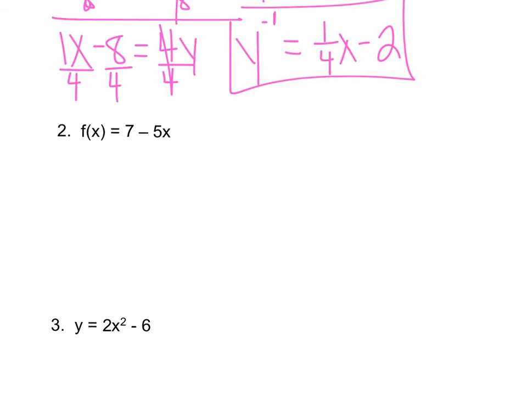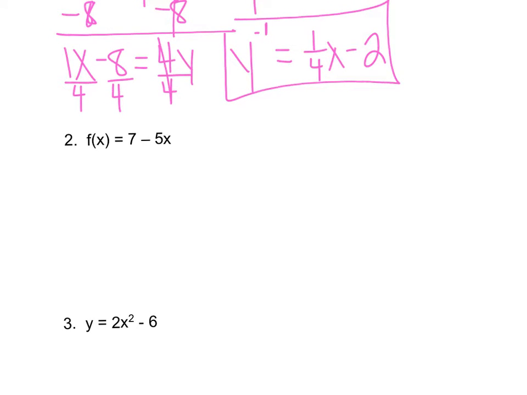So notice this time that we have function notation. We have an f of x, but remember that is the same exact thing as y. So I'm just going to rewrite this. Instead of f of x, I'm going to put y. Okay, so now what we're going to do is, same thing as number 1, we're going to switch our x and y.